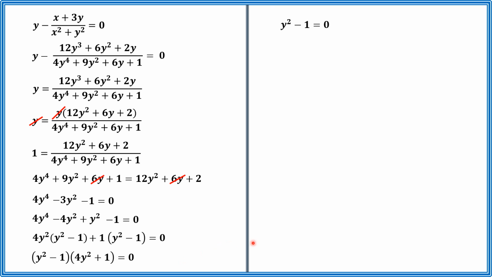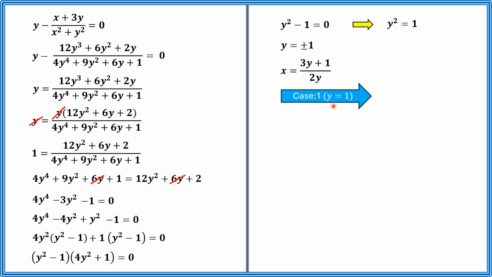So y square minus 1 is equal to 0. From here we can find y square is equal to 1, and taking the square root on both sides, we will get y is equal to plus or minus 1. So there are only two values of y, plus 1 and minus 1. Now we have x is equal to (3y plus 1) over 2y. We will substitute these values here.